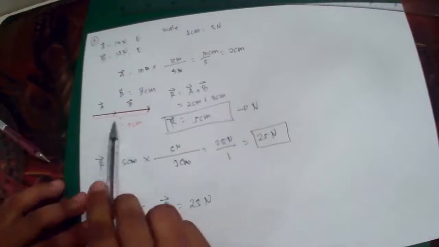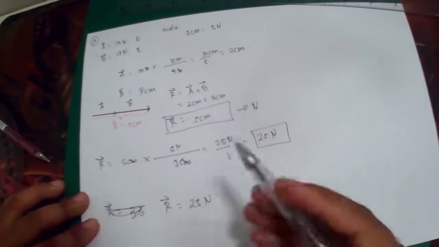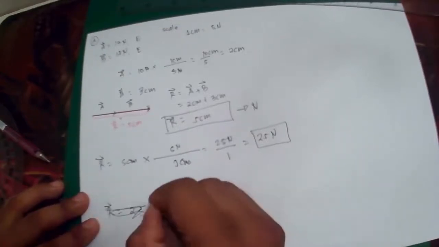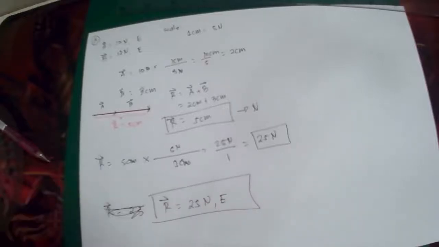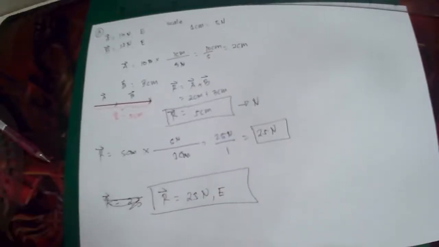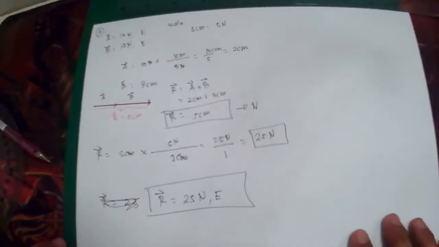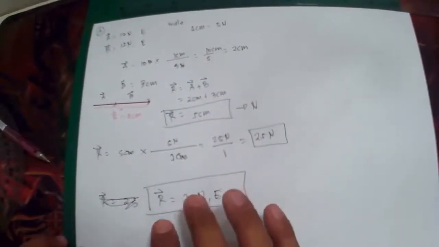Where is the direction? The direction is due east. So this is now the answer for that sample. This is how we add parallel vectors with the same direction. You can pause the video and copy this one.